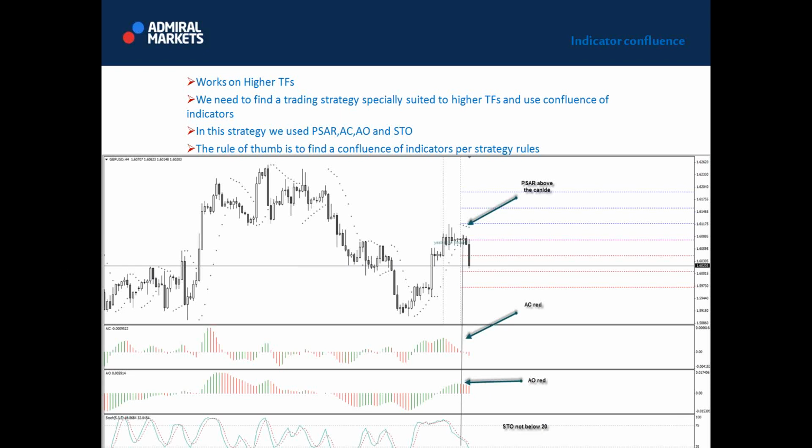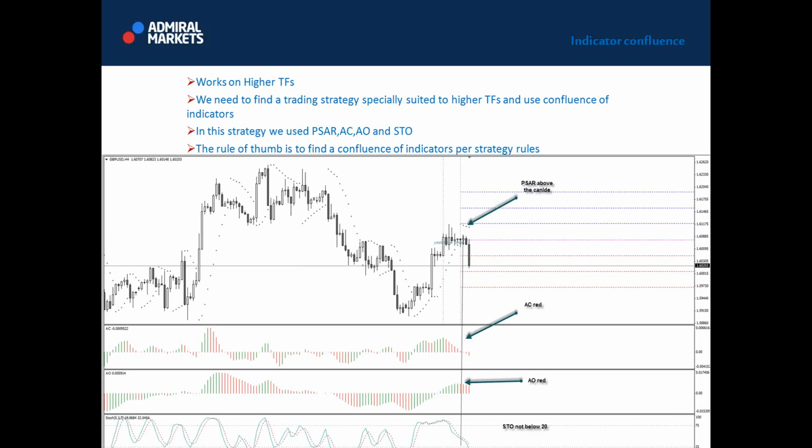Entry is PSAR only if it supports the confluence of indicator factors. So we don't use stochastics for entry. In this trading method, stochastics is only used to sign for overbought or oversold conditions, nothing more, nothing less. So it's just a sign of overbought and oversold, nothing more.